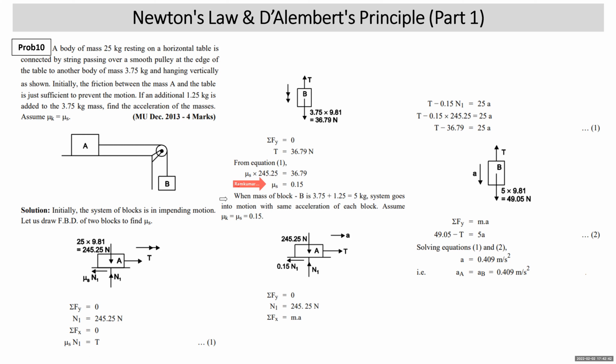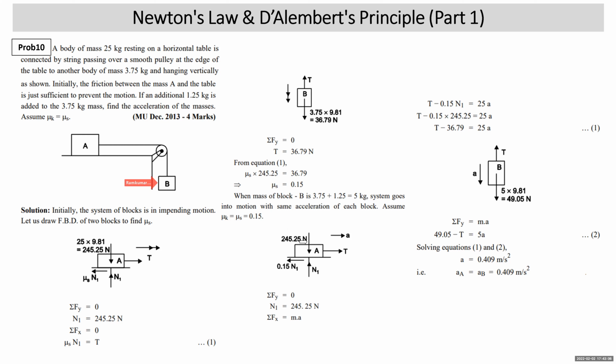Next. Second part of the problem, he says that when the 1.25 kg mass is added to block B, that means which was initially 3.75, it is now made 5 kg, 3.75 plus 1.25. So now the system is in motion. Both the blocks are connected by a string in such a way that both will move by the same distance. So the acceleration of each block will be the same. Let it be, say, A.